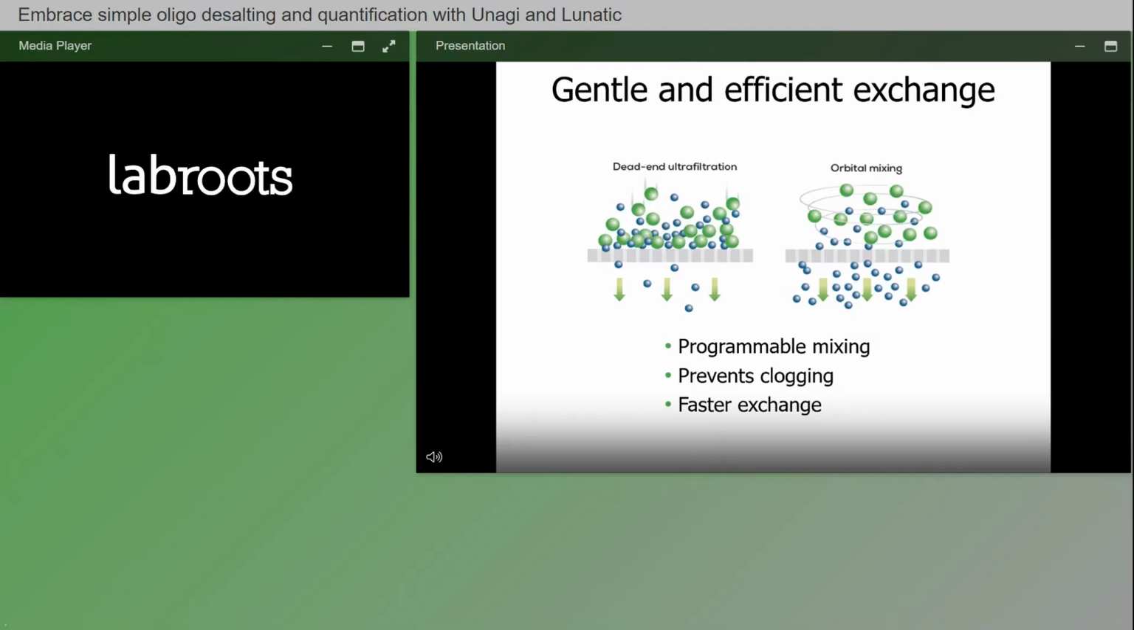This is also something that you can set on Unagi, which would be the mixing rate. RPMs is something you could think about. The mixing rate is how vigorously Unagi is mixing that sample. The idea is that this also, in addition to keeping your sample from being over-concentrated, prevents clogging and allows you to run faster buffer exchange or sample volume reduction.